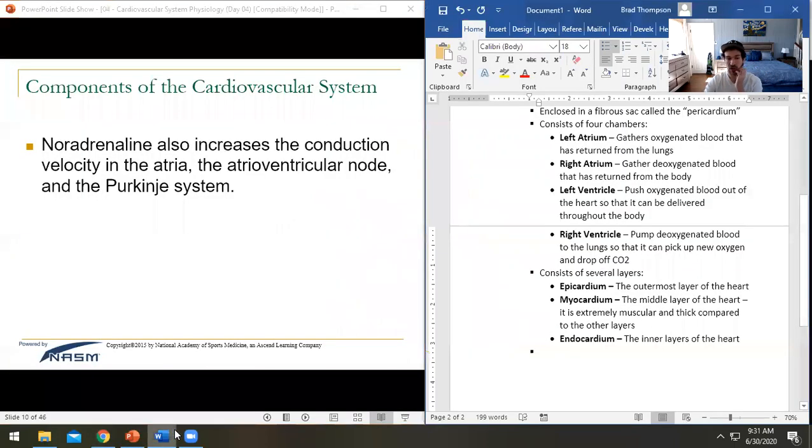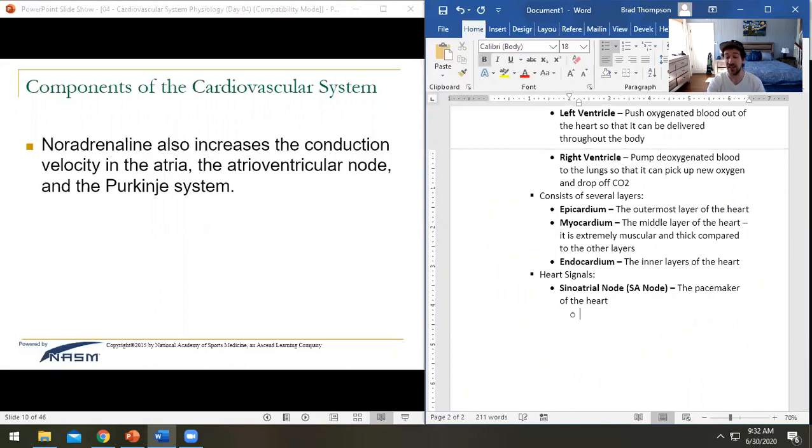So the SA node is in charge of initiating that signal. If we look at heart signals here, it's going to start with the sinoatrial node, or SA node, as it's more commonly referred to. This is the pacemaker of the heart. It's in charge of initiating that signal. And the SA node, like I said, will respond to chemicals throughout the body, particularly noradrenaline or adrenaline, which will speed up the SA node and therefore speed up the heart.